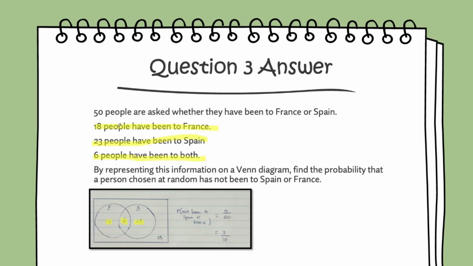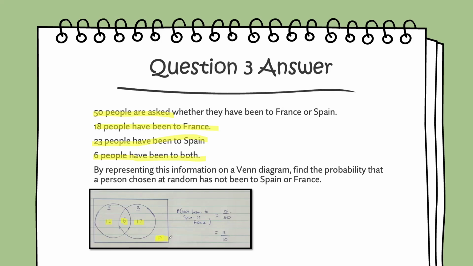Okay, now we also know that 50 people have been asked in total. So if you add up 12 plus 6 plus 17, that gives us 35, right? Which means that we have 15 people outside here, who have neither been to Spain nor been to France. We also need to make sure we don't forget that. That's a common mistake: students will just make this and forget about the total number of people that were asked. That's why they give us that information. So we know how many people are on the outside.